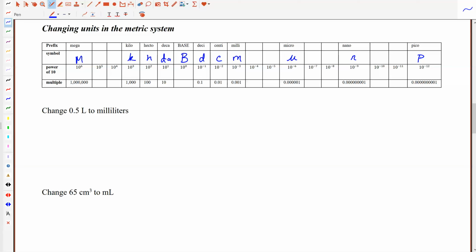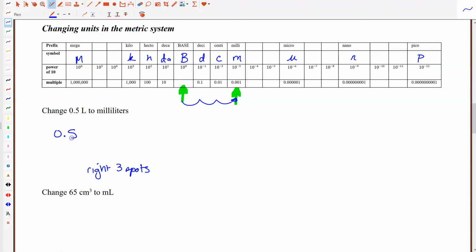So the first conversion we're going to do is we're going to change 0.5 liters to milliliters. Right, so liters is in my base, and I want to connect this to milliliters. So looking at this table up here from my base to milli, this is 1, 2, 3 to the right. So we're going to want to move this decimal right 3 spots in order to do our conversion.